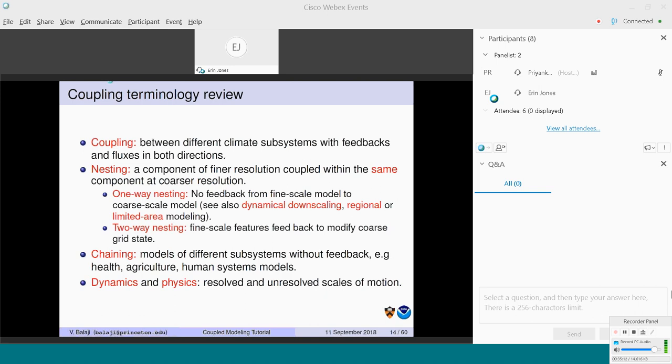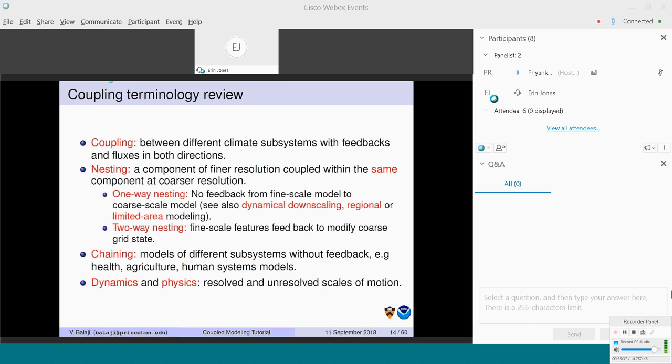We talk about nesting. Nesting is a form of coupling where there's a component of fine resolution which is coupling to itself at coarse resolution. You cannot increase resolution everywhere because you cannot afford it. Let's say your phenomenon is interesting only in a small area, like you want to follow a tropical storm. You can put a nested area of high resolution just over the storm. So nesting means you're coupling a component to the same physics but at fine resolution.